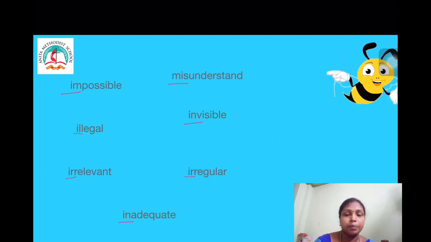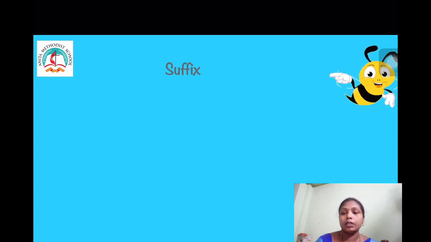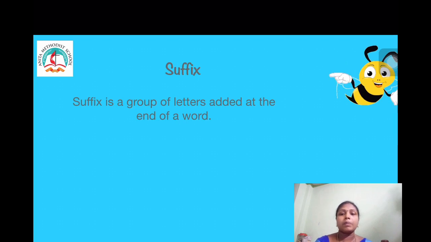In is the prefix. Okay, children, now I will tell you what is meant by prefix. Prefix is a group of letters that comes in the beginning of the word. Okay, let's move on to suffix. What is meant by suffix? Suffix is also a group of letters, but it is added at the end of a word.